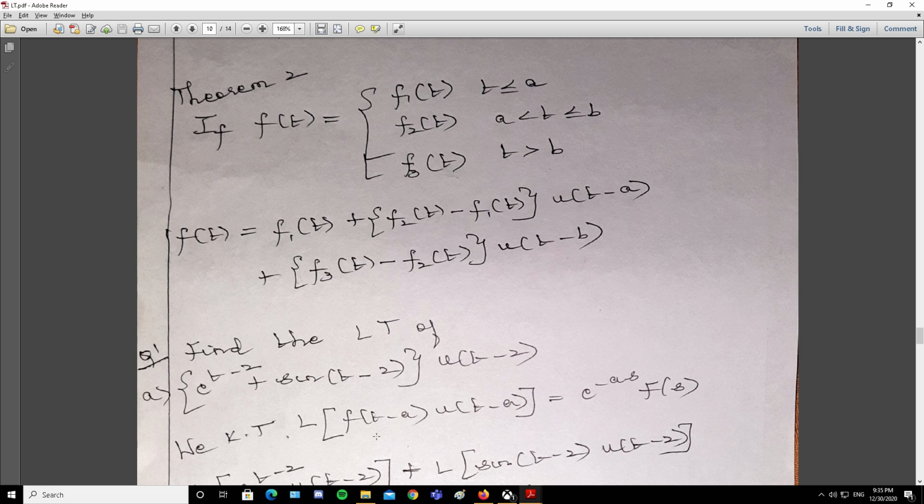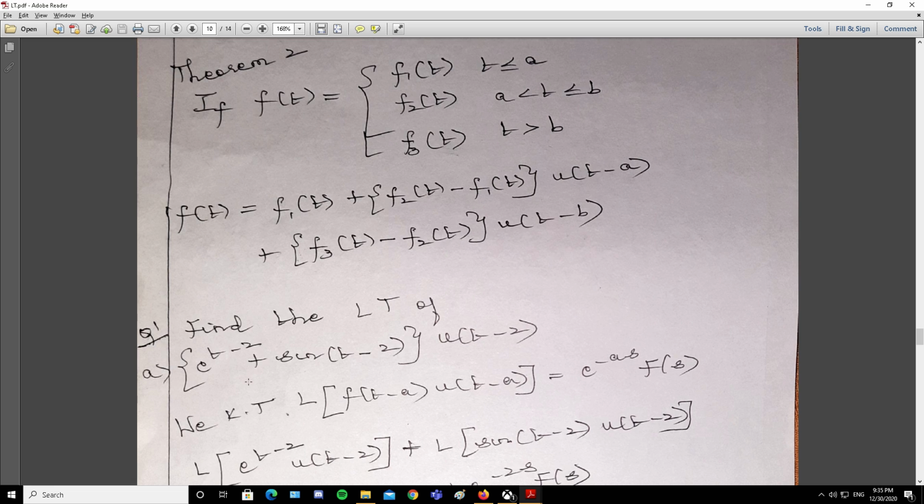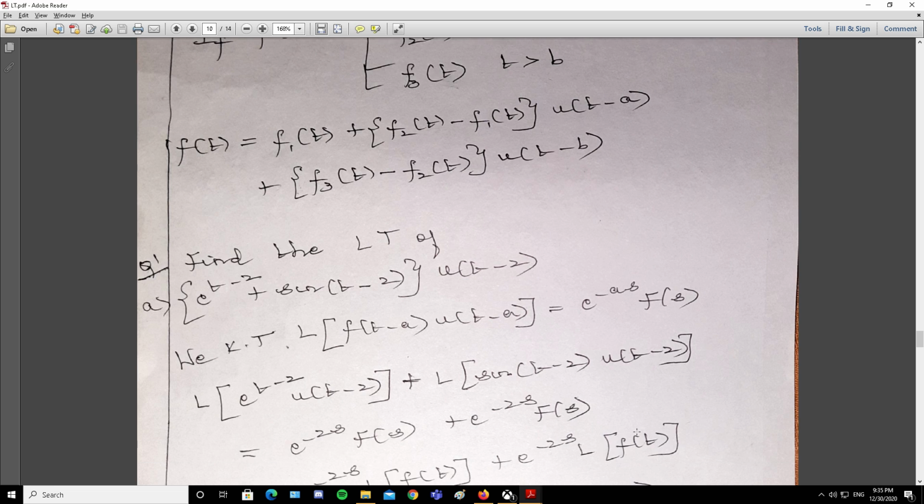Laplace of f of t minus a u of t minus a equals e power minus a s F of s. So split it into two terms: Laplace of e power t minus 2 u of t minus 2 plus Laplace of sine of t minus 2 u of t minus 2. What is a here? 2. So e power minus 2s F of s, and here also e power minus 2s F of s.